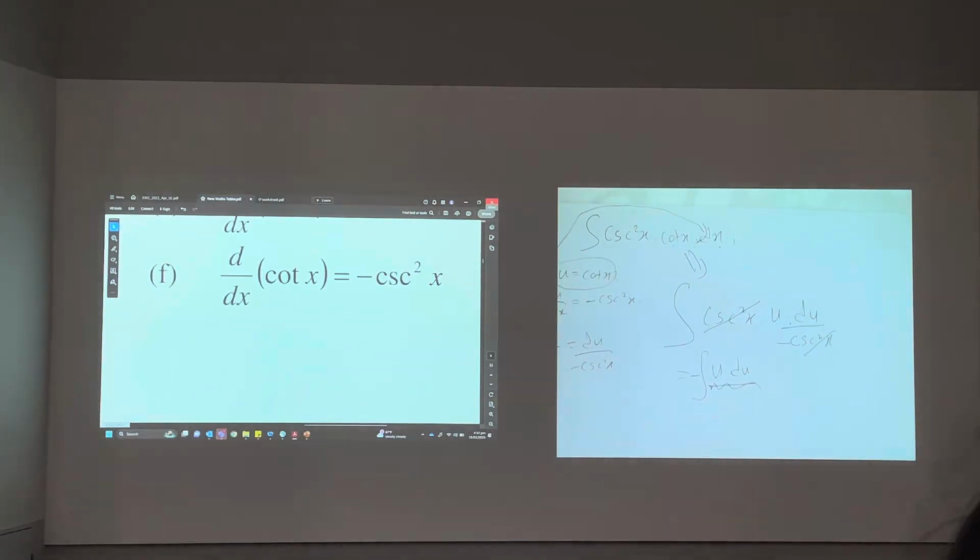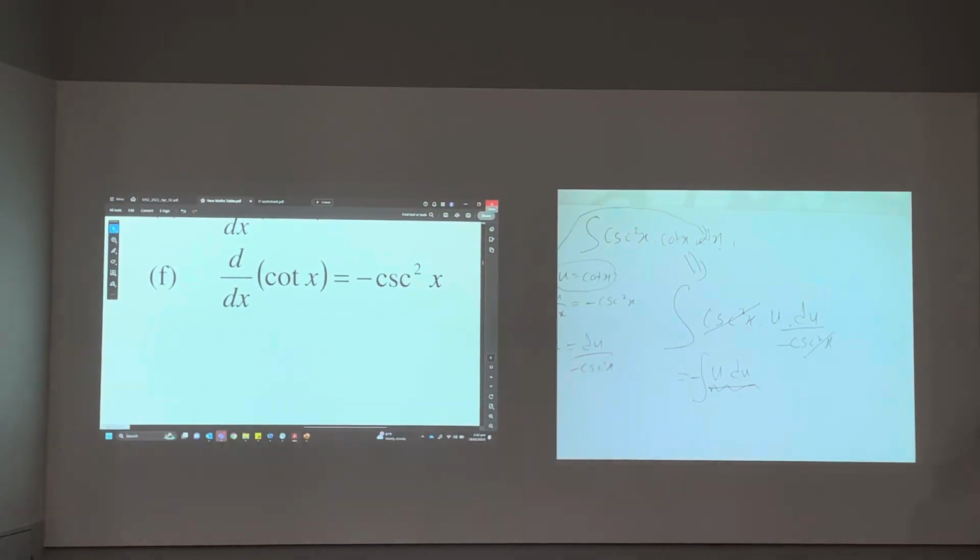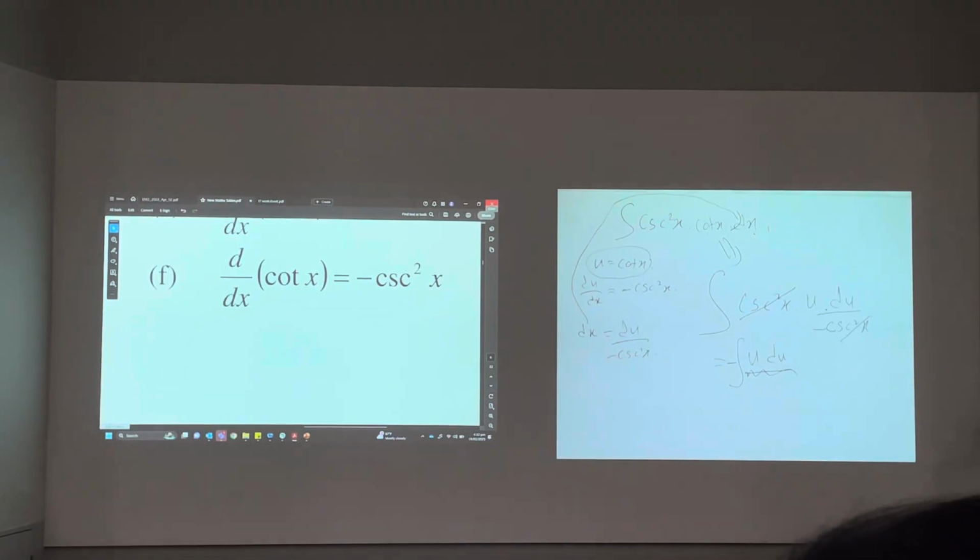Do you understand now? If I rewrite it like this, do you understand? It's a substitution. You just make dx the subject. It's just a different way of rewriting. It's still dx, you substitute for dx.